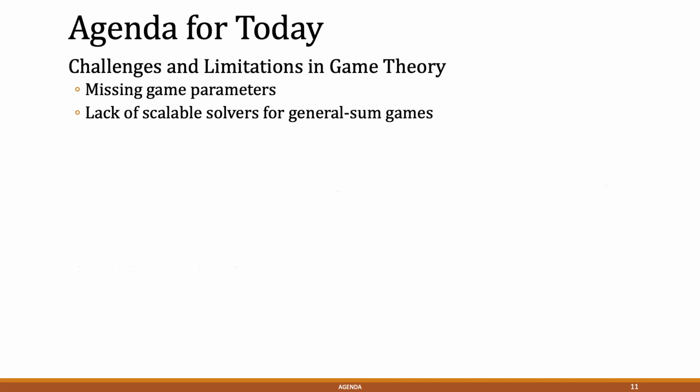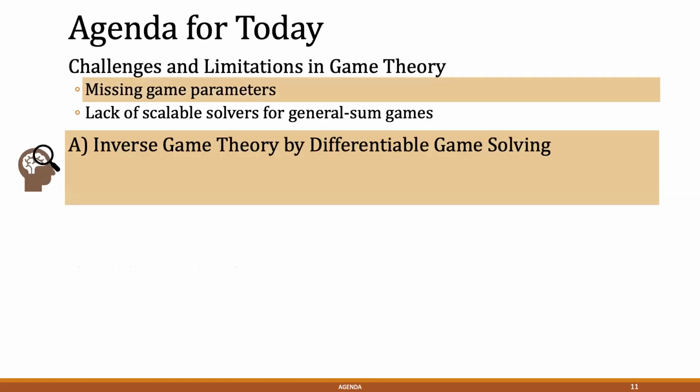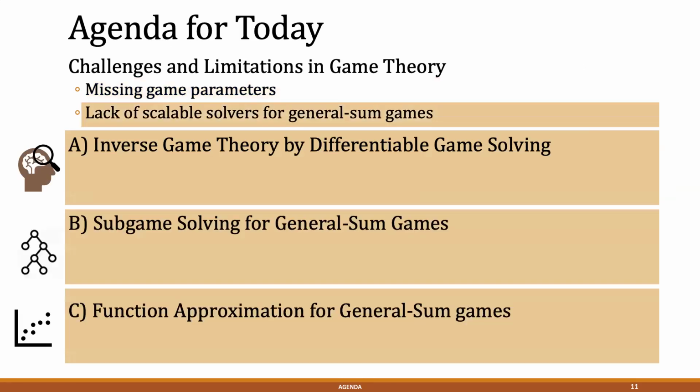Now I'm just going to briefly describe the agenda for the rest of the talk. This talk is going to be split into three portions. In the first portion, I'm going to talk about inverse game theory, which is going to be a framework for us to address the issue of missing game parameters, in some cases at least. And in the next two parts, I'm going to talk about two methods to deal with scalability when solving general sum games. I will try to keep this as high level as possible. I think not everyone here is a computer scientist. Don't worry about it. If you have any questions, you can just ask me during this part, okay? But it should be accessible.